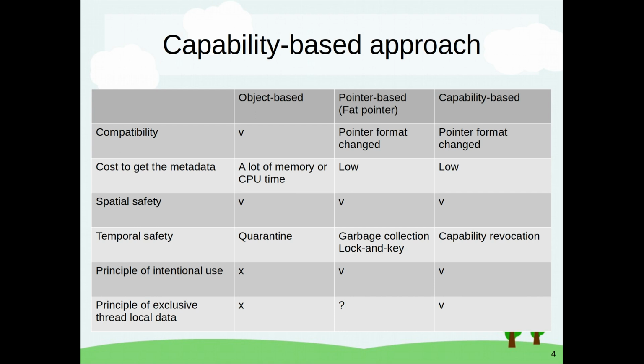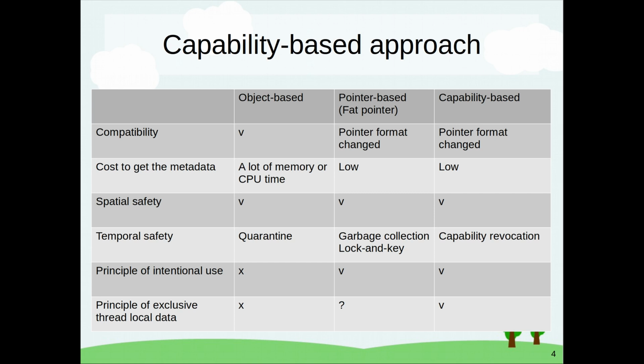So now let's see the capability-based approach. In the capability-based approach, a pointer is followed by a capability. So the pointer format is changed, so it is not compatible with old programs. For the cost to get the metadata, the cost is low because getting the metadata is simply a table index operation, and I'll talk about it later.